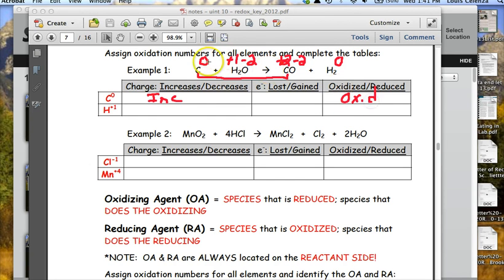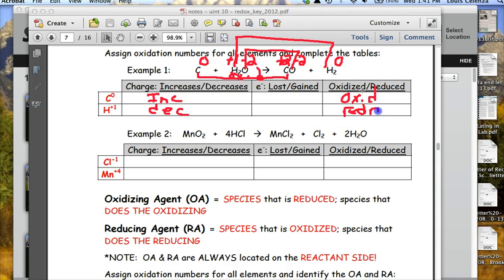Now, instead of doing this chart, I just like to write it here. So here's oxidation. Now, if there's oxidation, there's going to be probably reduction. So let's take a look. The oxygen went from -2 and it stayed a -2. So the oxygen is a spectator ion. We're going to ignore that. But the hydrogen goes from a +1 down to a 0. So its charge decreased. So that's reduction.